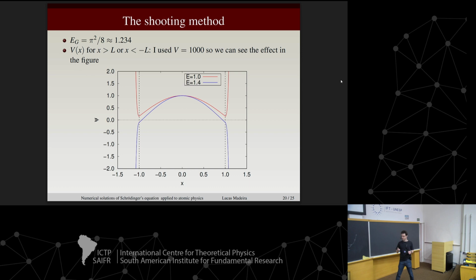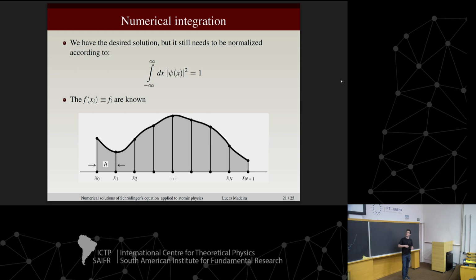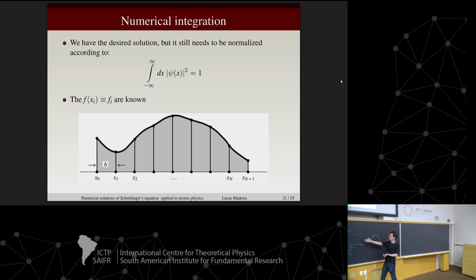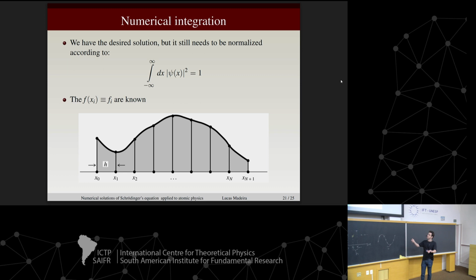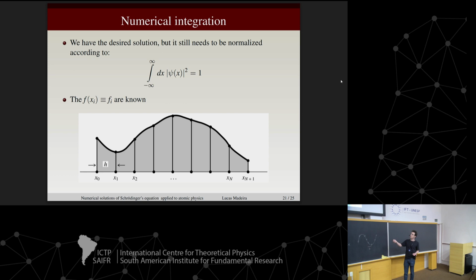Okay, so I kept saying we are going to worry about the normalization later. Well, now it's later. We're going to worry about the normalization, okay? So we have the solution, but we still need to normalize according to this. So it's a problem analogous to this one in numerical calculus, but not when you want to take the derivative, but when you want to know the area under this curve here, okay? So the problem becomes: if I have equally spaced points here and I have my positions here and my wave functions, the values of the wave function are known on this lattice, what's the area under this curve?